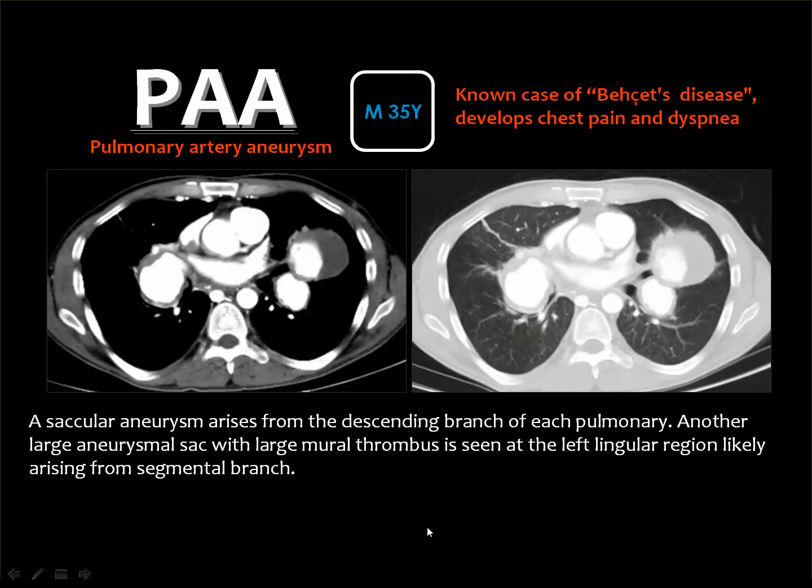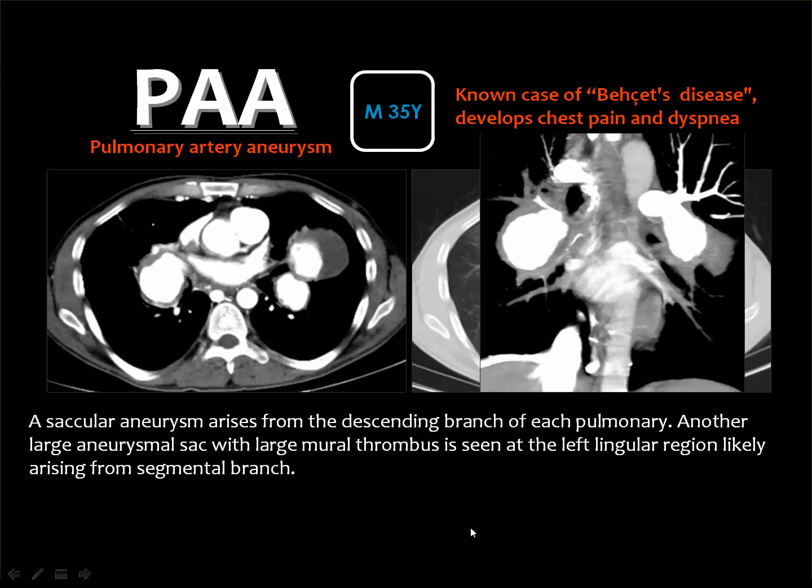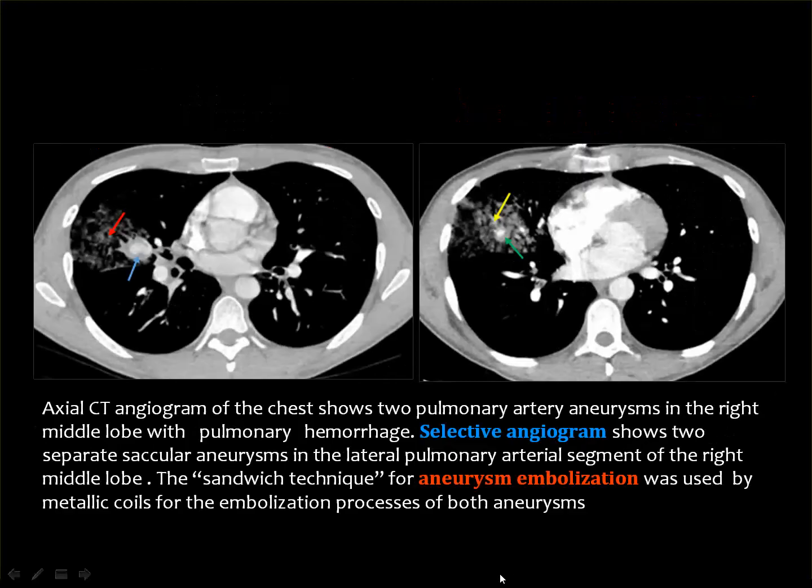And this is a patient known to have Behçet disease, developed chest pain and dyspnea, and you got the three pulmonary aneurysms, as you can see here. And we have the reformatted images to clearly demonstrate the size of the aneurysm and the presence of internal mural thrombosis.